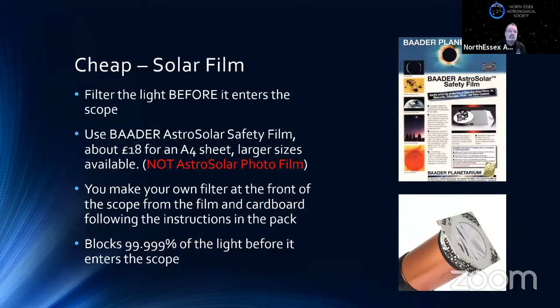Safest way to observe the sun in white light, and it is remarkably cheap if you've got a pair of binoculars or a small telescope, is solar film. Baader Planetarium is one of the manufacturers, the one we recommend, because we know that they test their stuff in Europe to high safety standards.